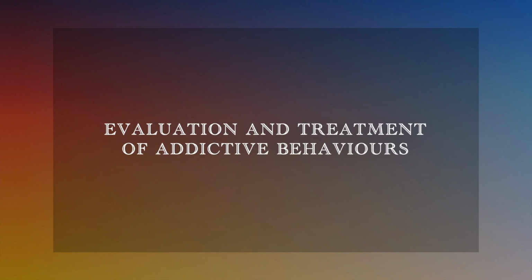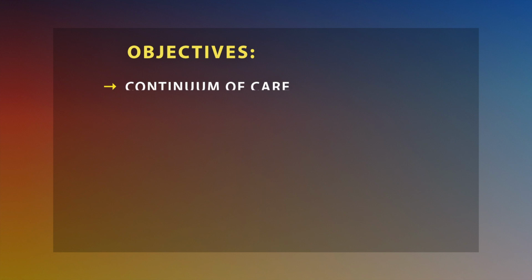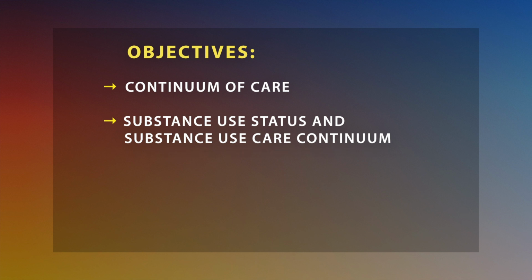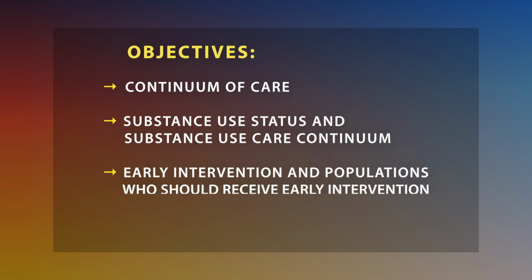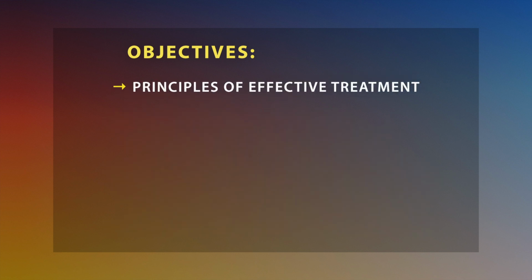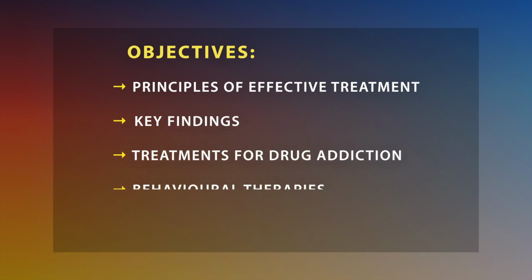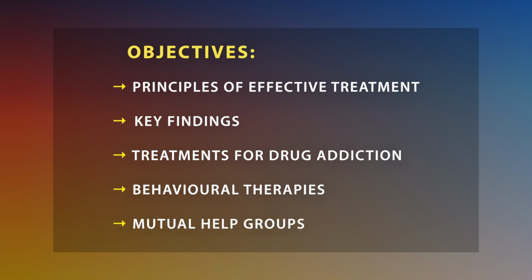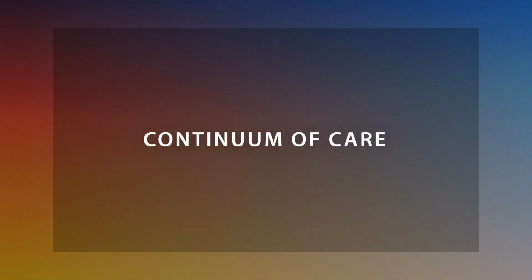Today my topic is going to be about evaluation and treatment of addictive behaviors. My topic will be covering the following 9 major objectives: continuum of care, substance use status and substance use care continuum, early intervention and populations who should receive early intervention, components of early intervention, principles of effective treatment, some key findings, treatments for drug addiction, behavioral therapies, and mutual help groups. So, let us begin with what continuum of care is.